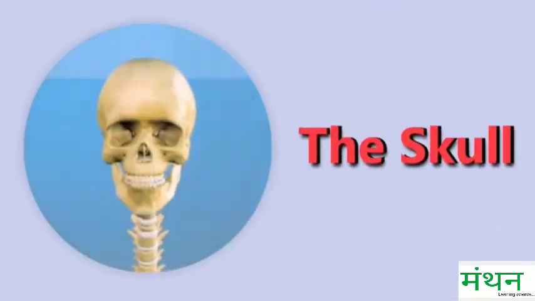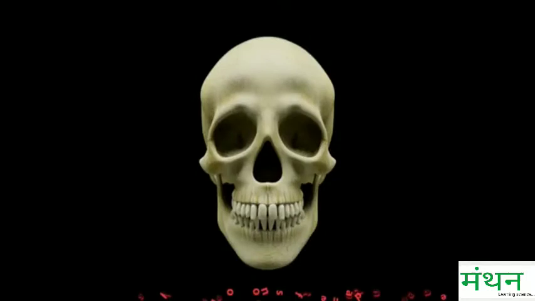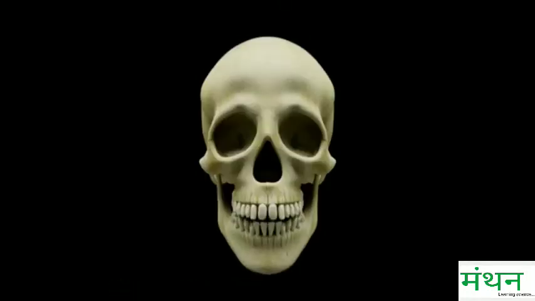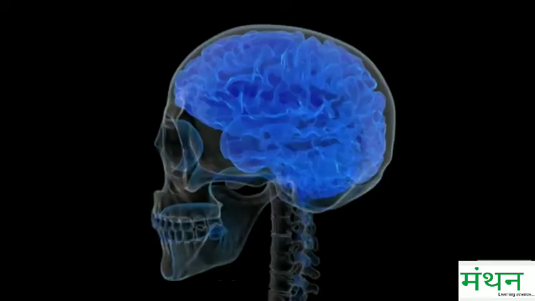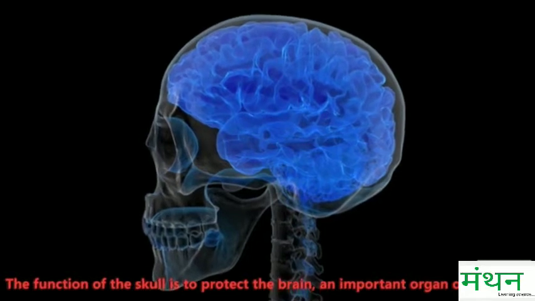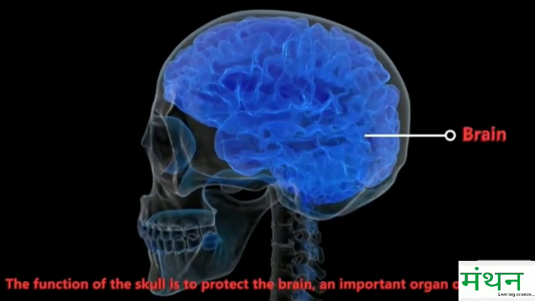Let us first learn about the skull. The skull is made of bones of the head and the face. All the bones of the skull are immovable except the jaw. There are depressions or holes in the skull for eyes and nose. The function of the skull is to protect an important organ of the body, which is the brain.